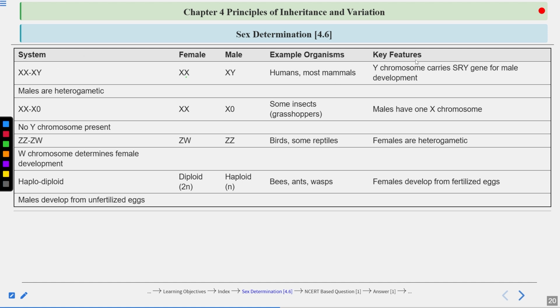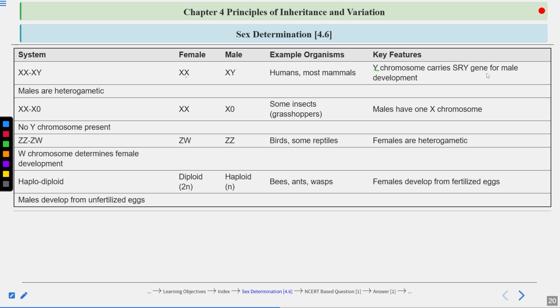What is the key feature of this system? Y chromosomes. These Y chromosomes, which are present in the males, consist of the SRY gene, which is very important for male development. This SRY gene is only present on the Y chromosome, and it is not present on the X chromosome.